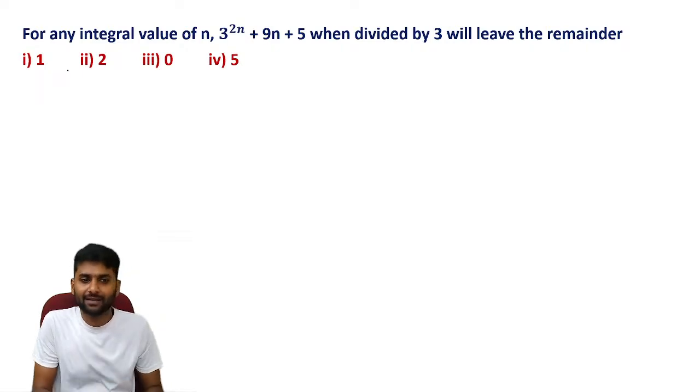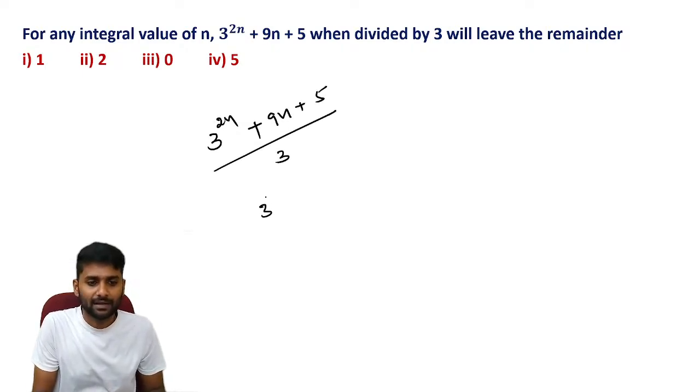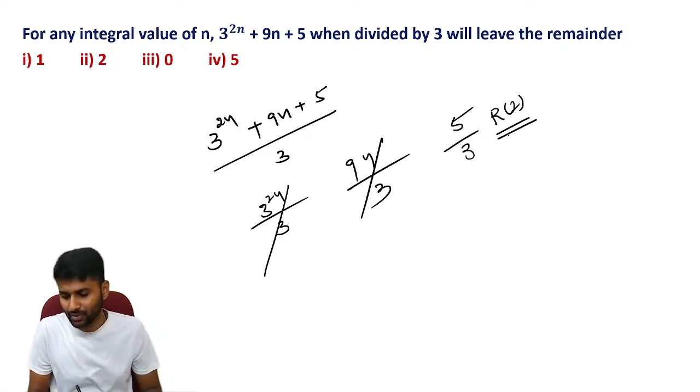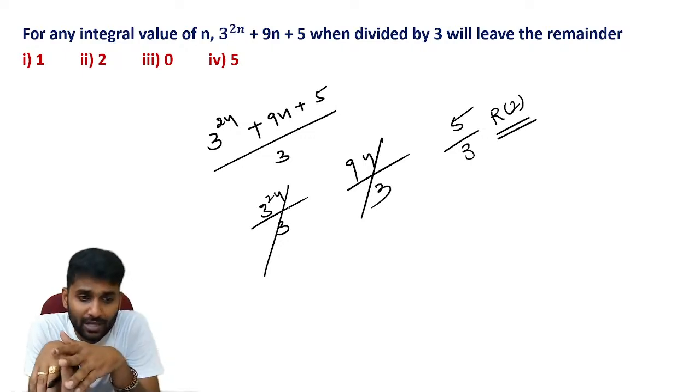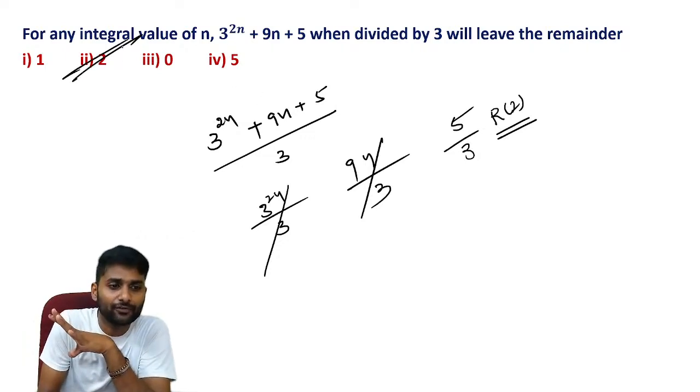For any integral value of n, 3 power 2n plus 9n plus 5, when divided by 3, what is the remainder? Let's take that. If 3 power 2n is divided by 3, you will get 0 remainder. If 9n is divided by 3, you will get 0 remainder. Finally, if 5 is divided by 3, you will get remainder 2. It means if 3 power 2n plus 9n plus 5 is divided by 3, it leaves the remainder of 2.